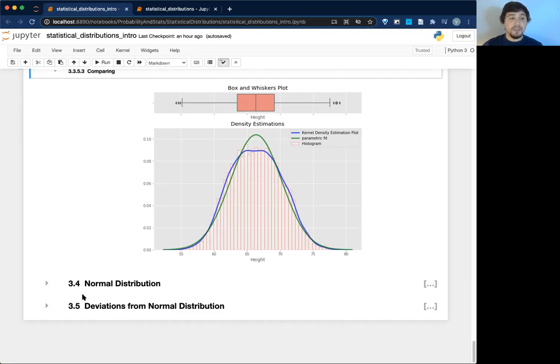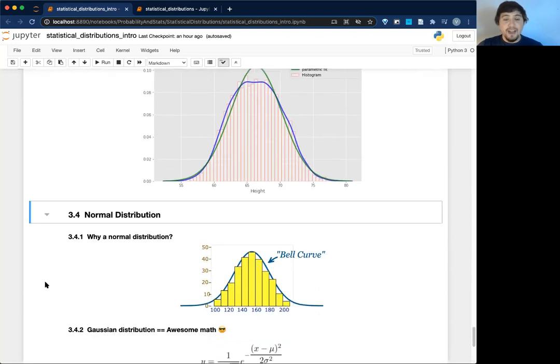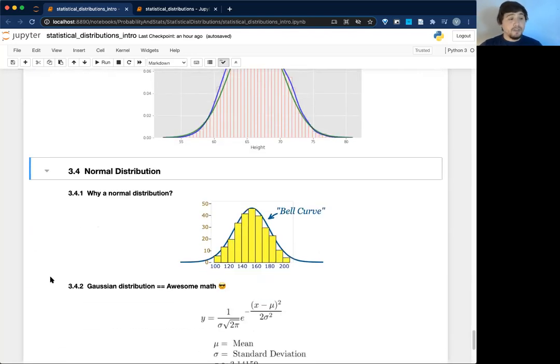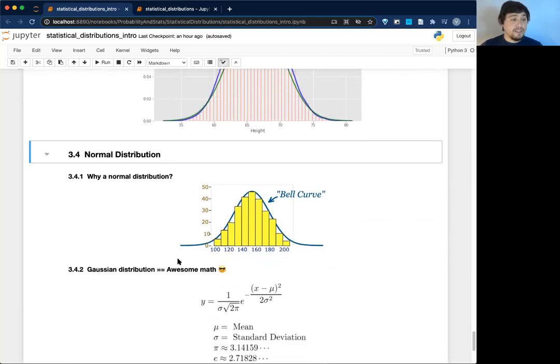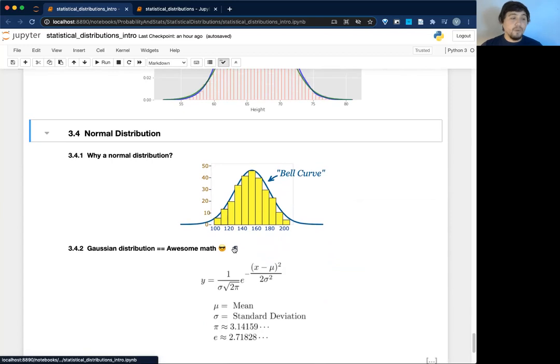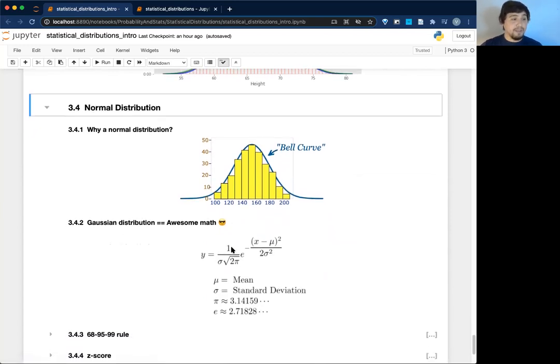Now I keep talking about this normal distribution. What is it, and what is it good for? How do we define it? I have a little crush on the normal distribution. You can see this bell curve, normal distribution, Gaussian. It's just a really great distribution. It happens all the time in most things we do. We'll see that in the central limit theorem.